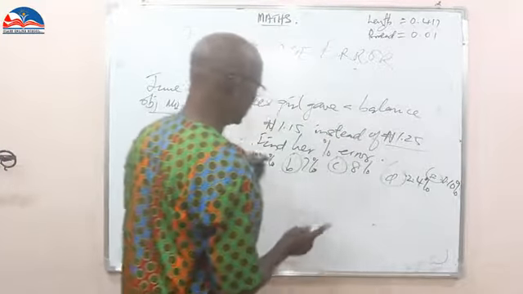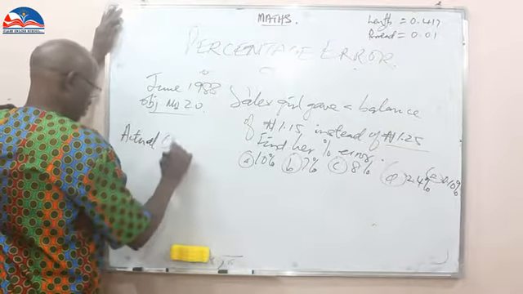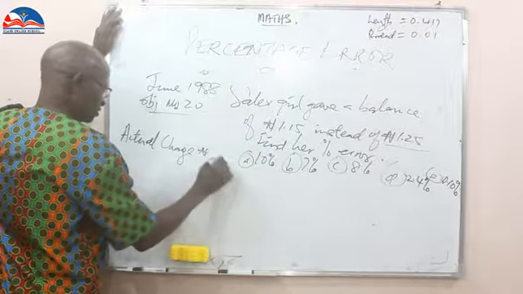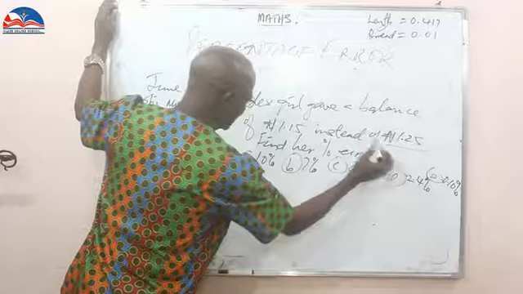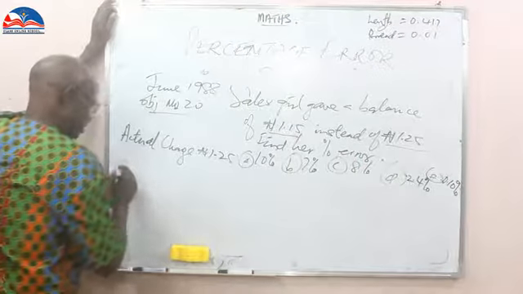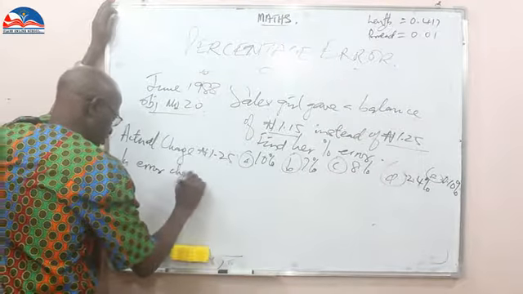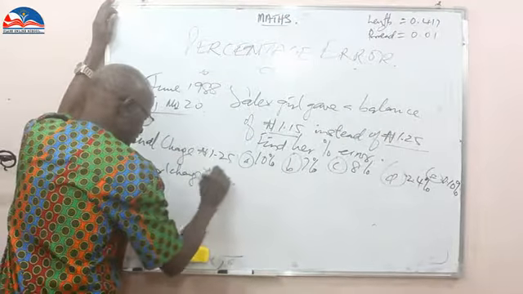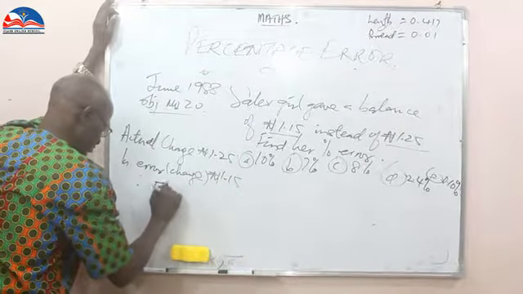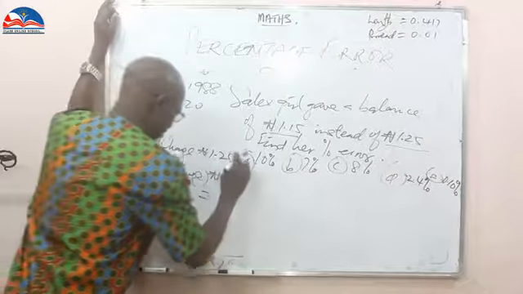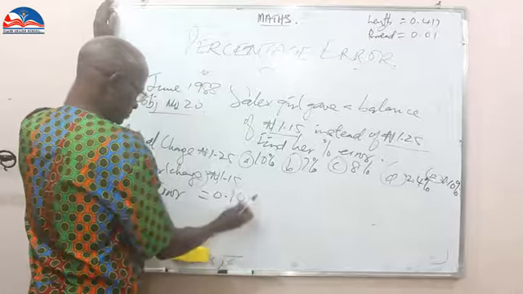1.25. Find the percentage error. Now say the actual change she was supposed to give. The actual change ought to be 1.25. But in error, the change she gave is 1.15. Now what is the error? Therefore the error is 0.10.